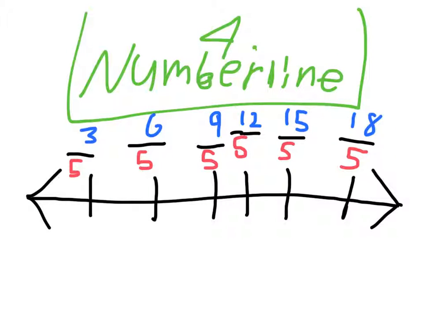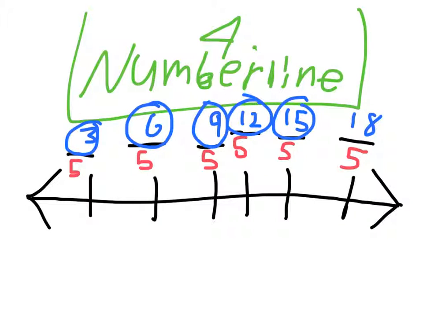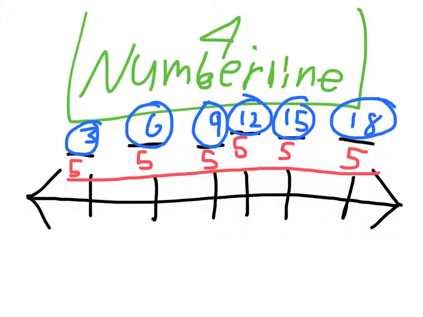The final way to represent this is a number line. Basically, we're showing a number line with all fractions with a denominator of 5. We're starting at 3 because 18 is a multiple of 3. So 3, 6, 9, 12, 15, and then 18. See how all the denominators are 5? That's how number lines are more simple.